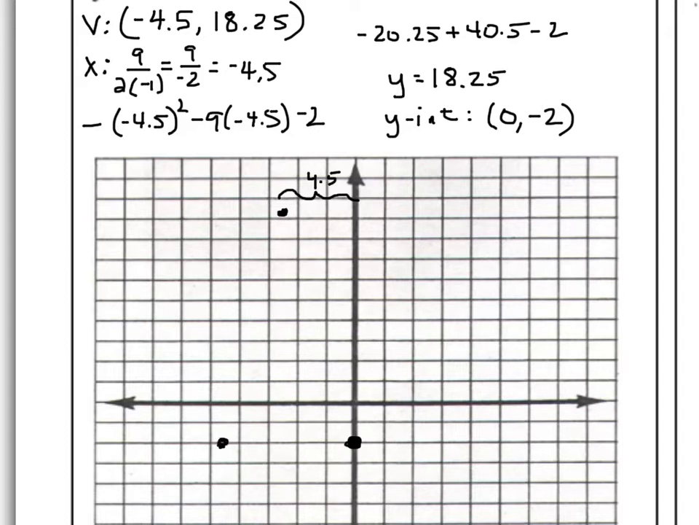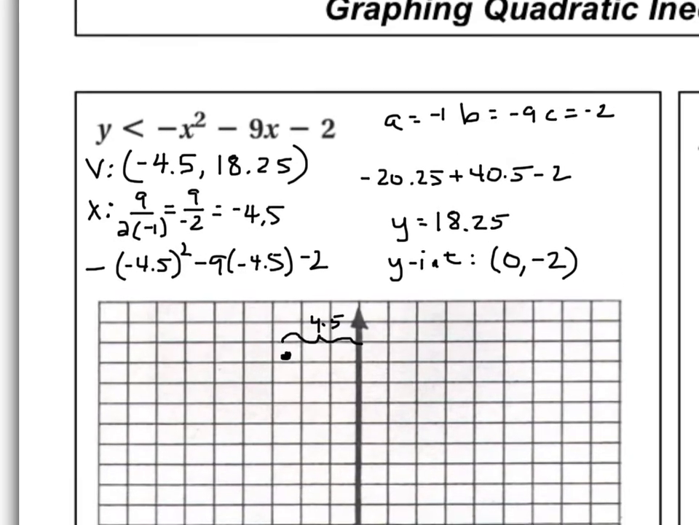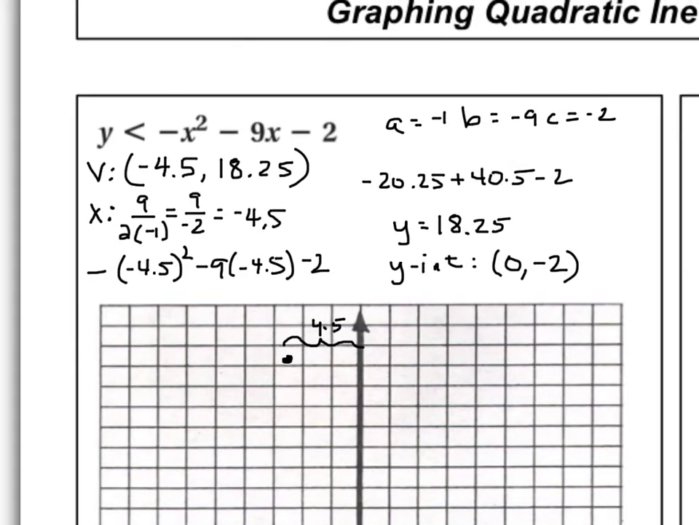Right about in here. Okay, so now I've got my points, and now let's take a look at the example here up top. As you look at this, it means it's going to be a dashed line, and we're going to shade below the curve.